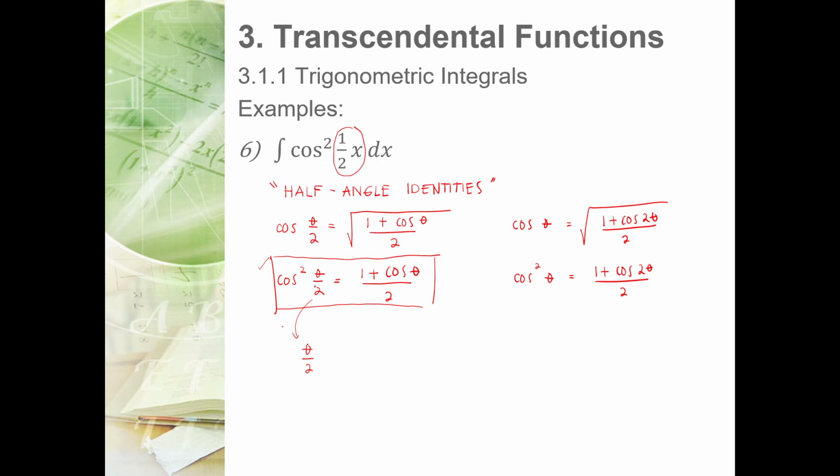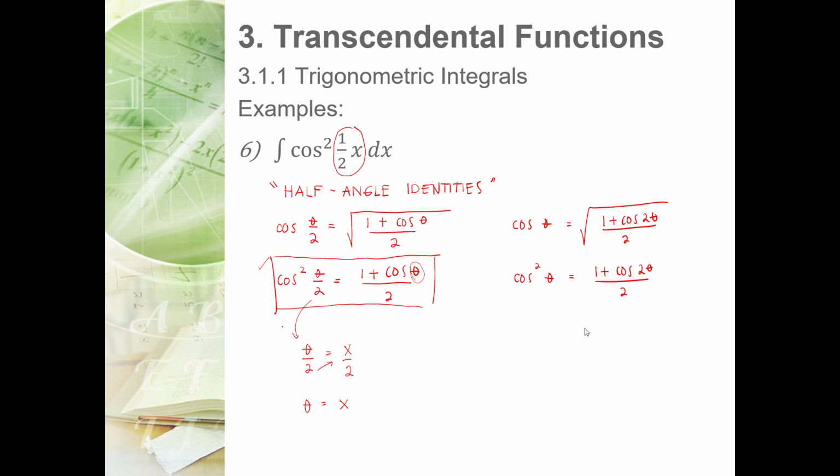Here it is cosine squared. So theta over 2 is equal to 1/2 of x. So we could state it as x over 2, right? Notice that we have a theta here. So theta is equal to, multiplying 2 to the other side, theta is just equal to x, because the 2 will cancel each other out. Okay, right?